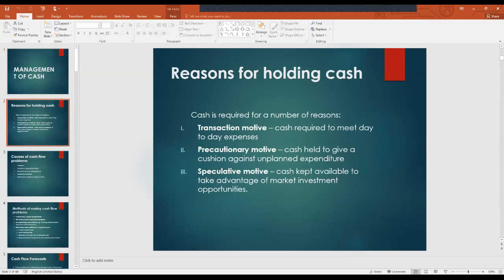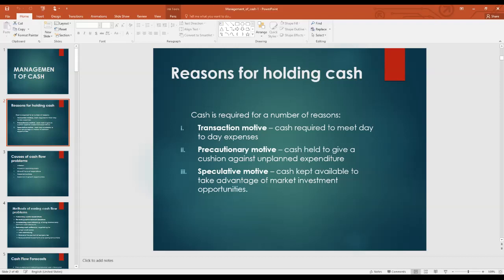Now the question is, why hold cash? I think you may have discussed this in economics. The first is the transaction motive, to pay for obligations as and when they fall due. We have employees who need to be paid at the end of the month. Do you have cash for that? You have suppliers with invoices due in the next 3 days. Do you have enough cash to pay for those transactions that are maturing?